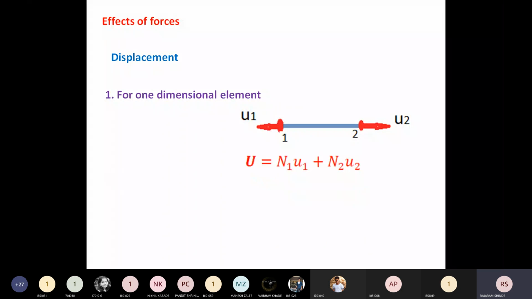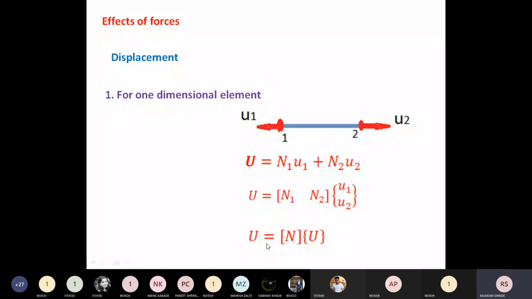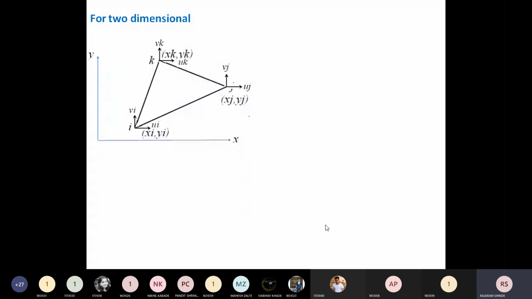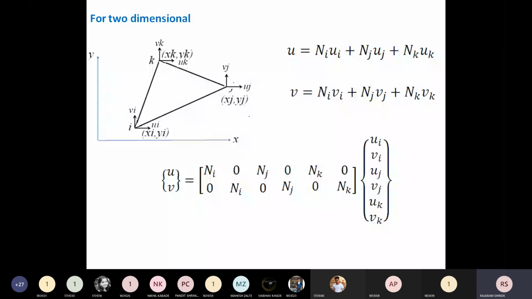We have taken the displacement for one dimensional and two dimensional, and you have to remember this equation: u is equal to N u. Next one, for two dimensional, there are two components of the displacements, u and v, because it is a vector quantity. Okay, now this is the displacement equation or interpolation polynomial for the displacement for a two dimensional triangular element. Now here also you have to remember this u is equal to N into u, and N for this is N1 0 Nj 0 Nk 0 and so on. Okay, that we have discussed.